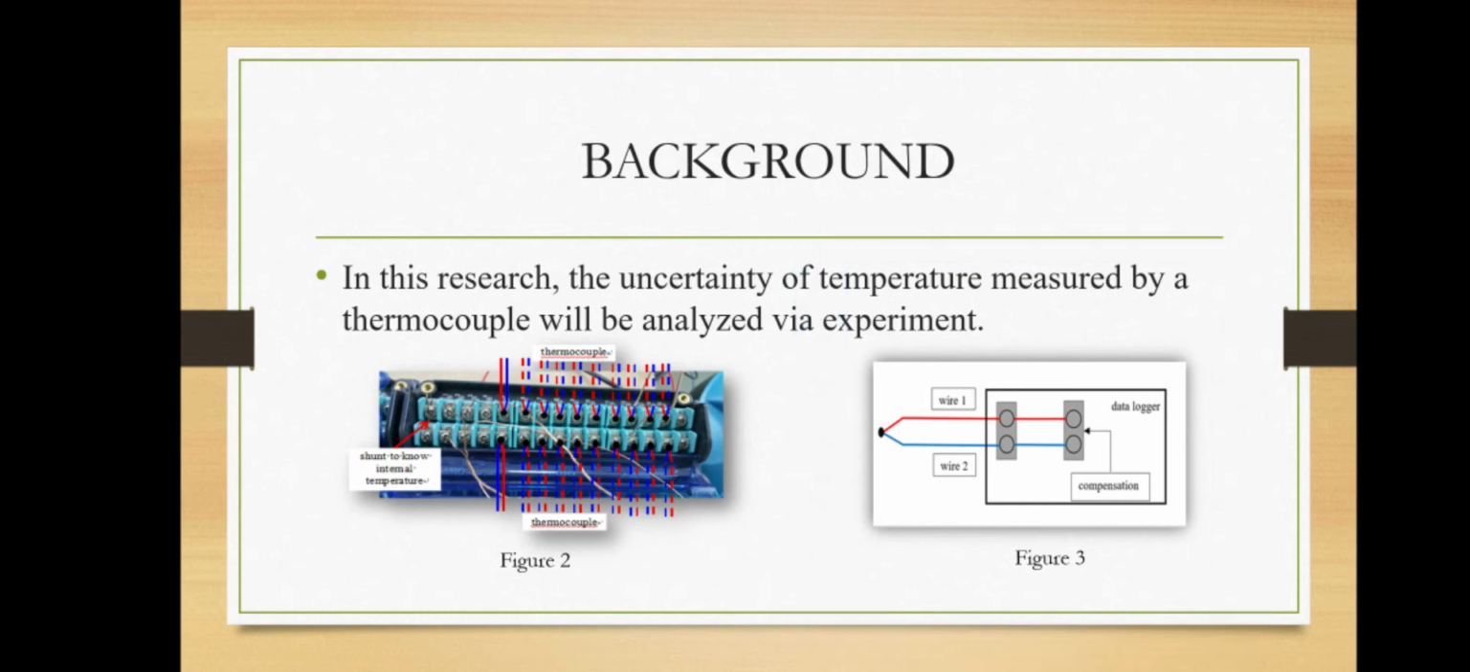Therefore, the reference junction compensation error of each channel will be displayed when the measuring junction is put in the ice bath. The reference junction compensation error is obtained by putting the measuring junction in the ice bath. The proposed parallel connection has been tested in this research.